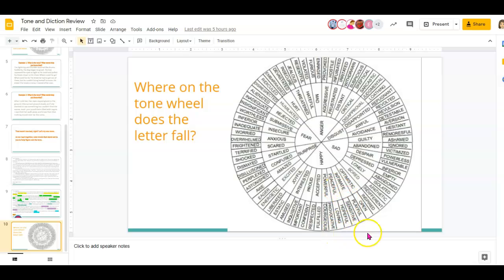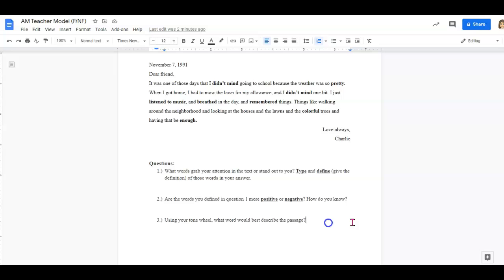And then to take it to that third ring, maybe it was like a hopeful kind of tone. Those are going to be my three: happy, then to peaceful, and then to hopeful. Okay, so I would describe this as a very peaceful tone, right? Because he's listening to music, he breathed in his day, and he remembered things, and he felt like that was enough. So I felt like in this letter, the author wanted us to feel that Charlie was very peaceful.